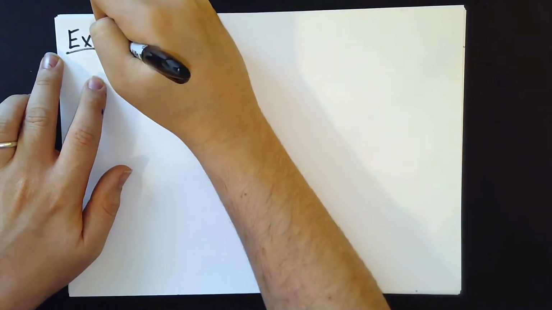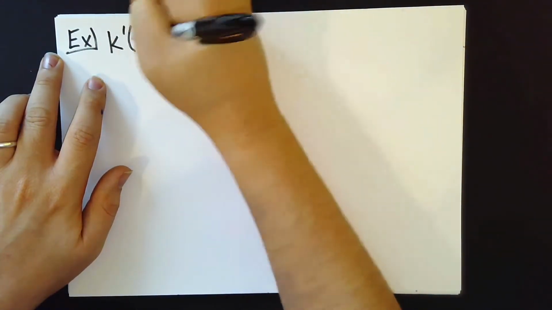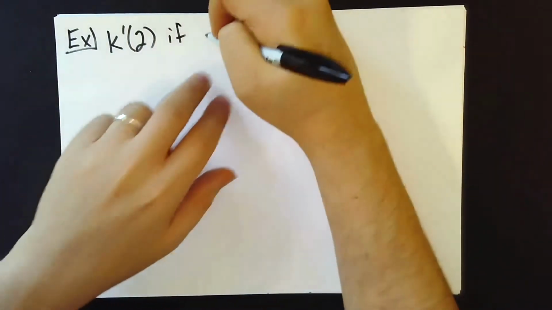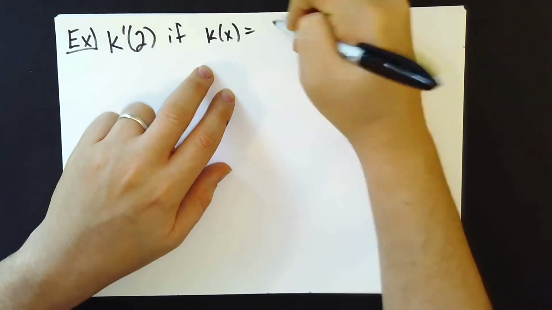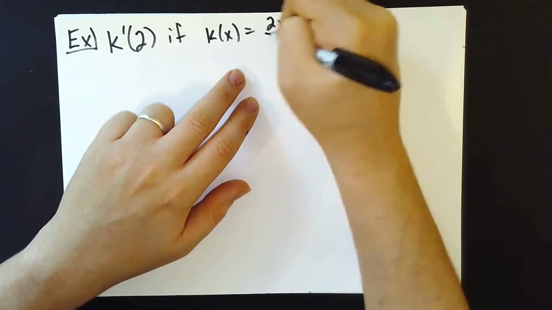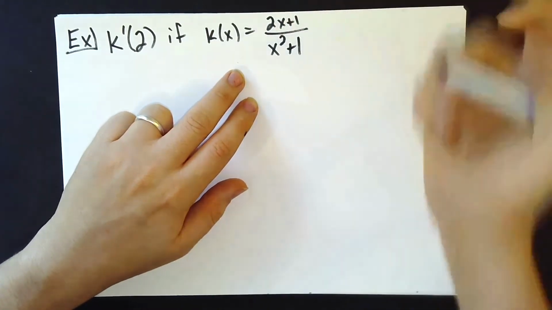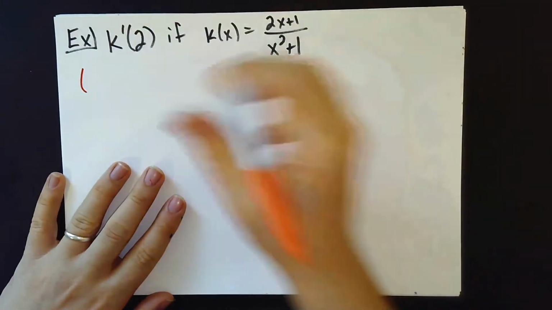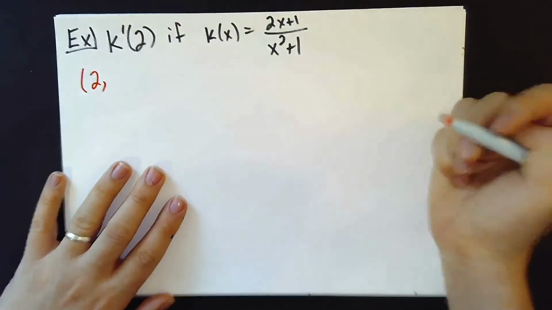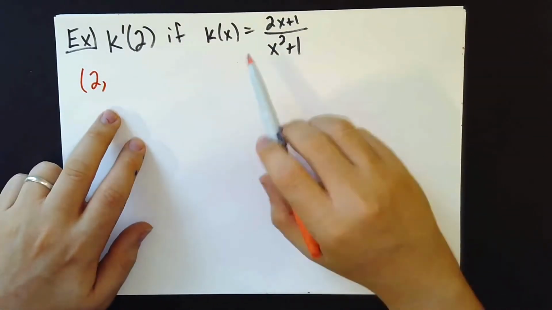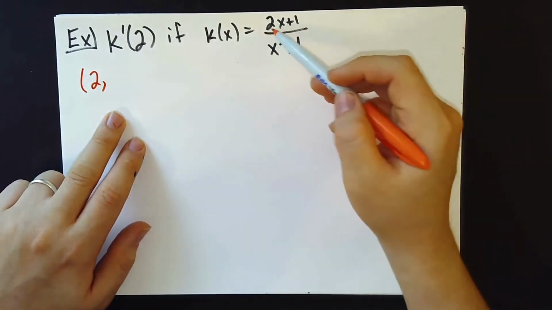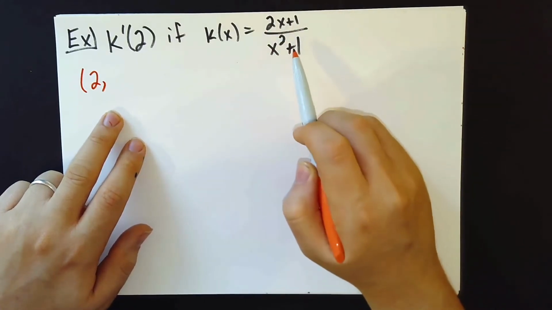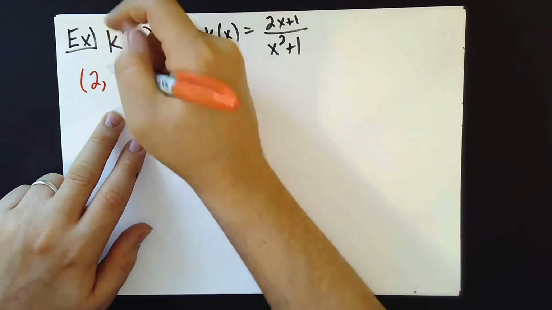So, namely, let's look for k prime of 2 if k of x is 2x plus 1 divided by x squared plus 1. So to start with, we'll write down our points. 2, comma, and then I need k of 2. K of 2 is going to be 2 times 2 plus 1, which is 5, divided by 2 squared plus 1, which is 5. So that's telling me that k of 2 is 1.